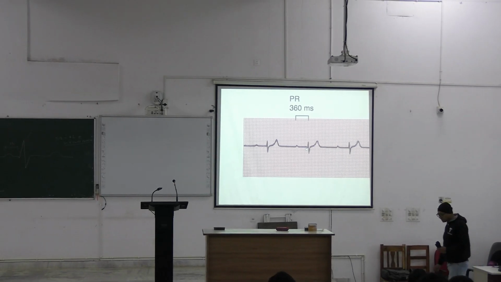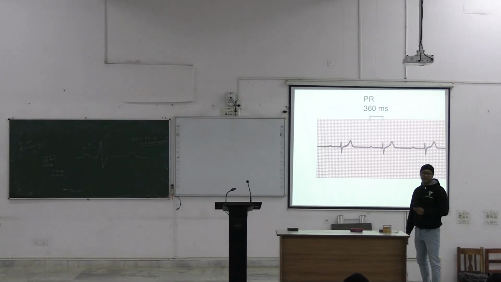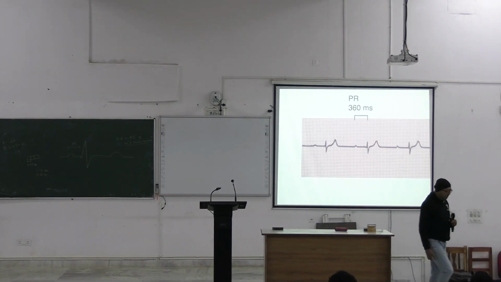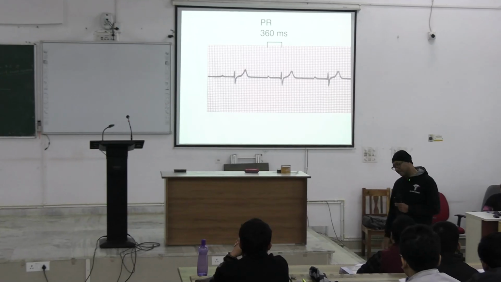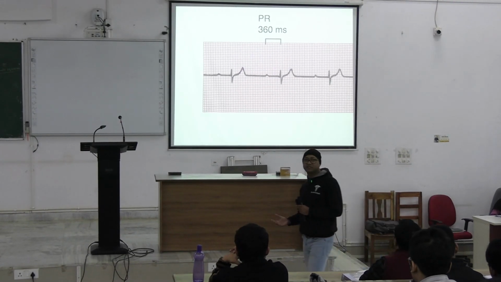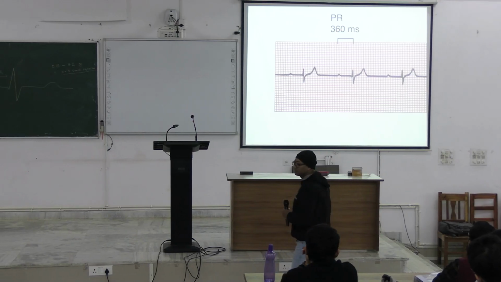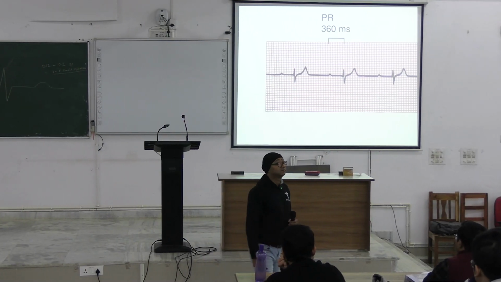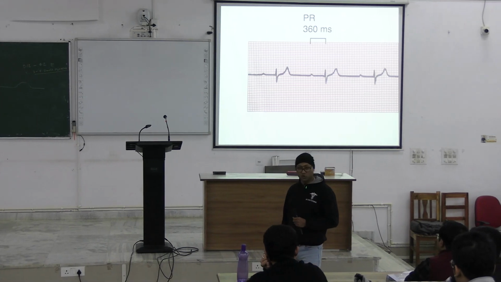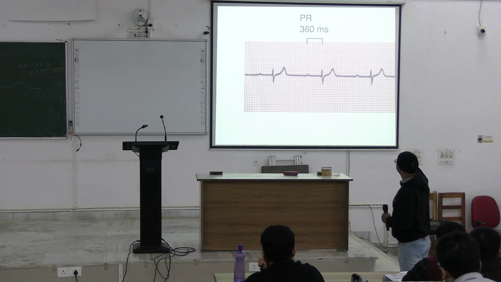9 small squares. 1 small square is equal to 0.04 second, right? So 9 small squares will be 0.36 second. If I convert it into millisecond, it will be 360 millisecond. Okay? So here you see 360 millisecond. So PR interval is increased, prolonged.